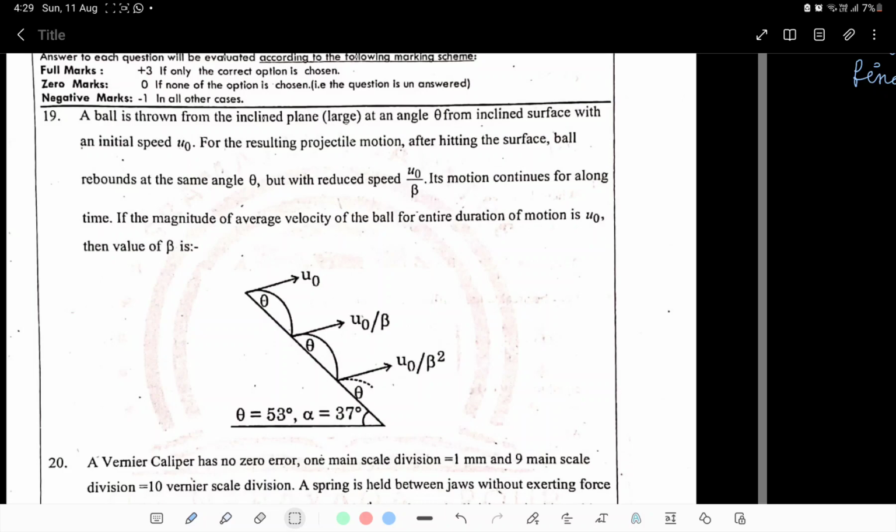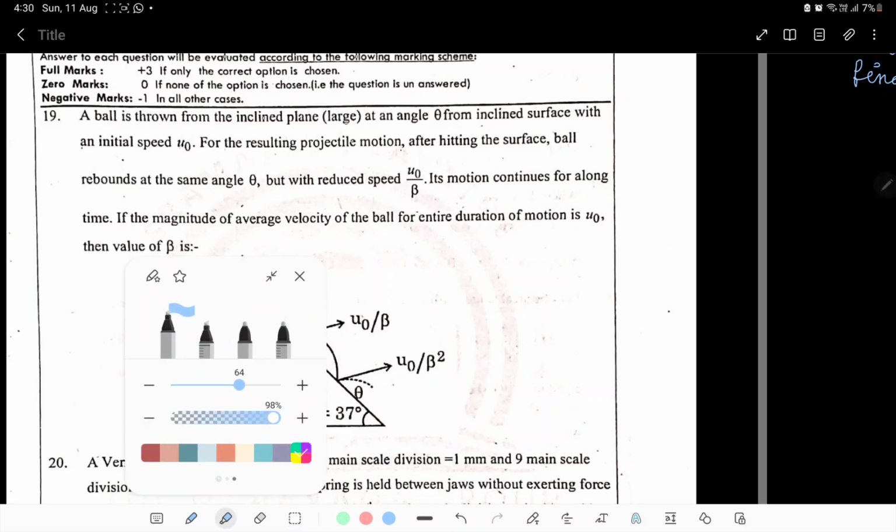Let's solve this question on projection on an inclined plane from this CAT paper. The question is: a ball is thrown from the inclined plane at an angle theta from the inclined surface with an initial speed u0. For the resulting projectile motion, after hitting the surface, the ball rebounds at the same angle theta but with the reduced speed u0 by beta. Its motion continues for a long time. If the magnitude of average velocity of the ball for the entire duration of motion is u0, then the value of beta is... so let me highlight the given logic.